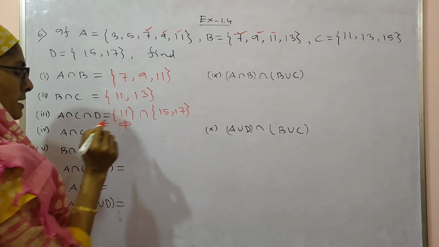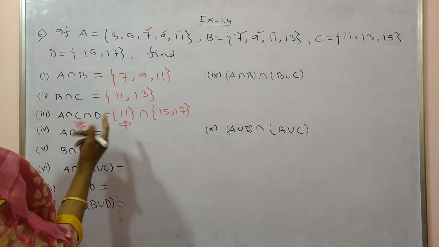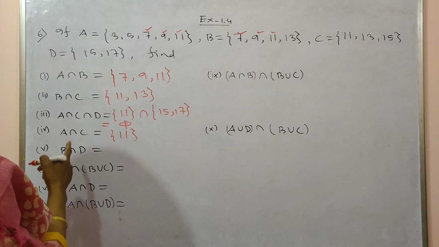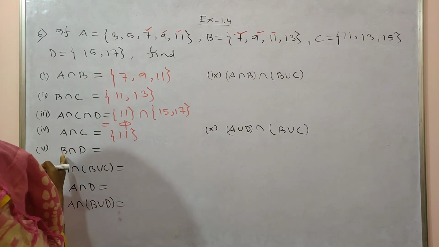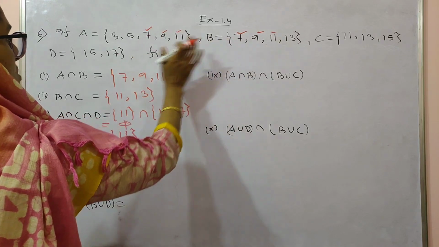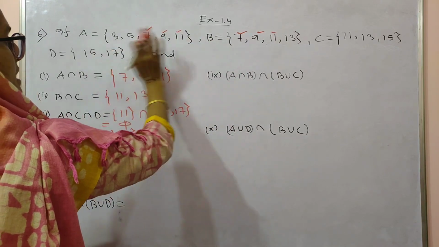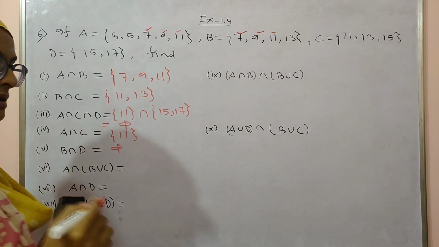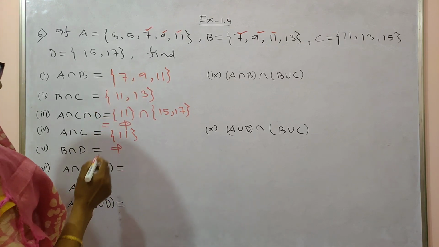You can write the empty set. Next, B intersection D. B has 7, 9, 11, 13 and D has 15, 17. There is no common element, so this is the empty set, or you can write curly brackets.